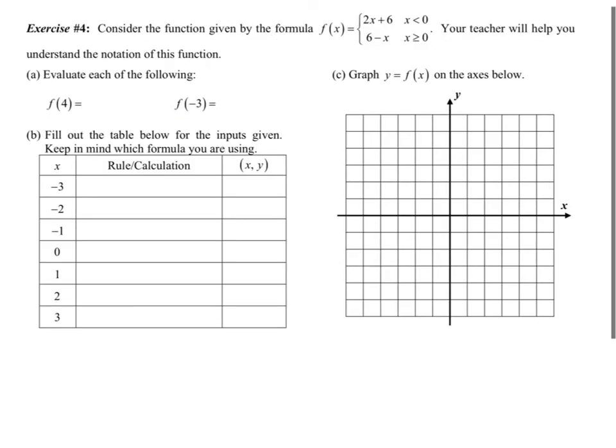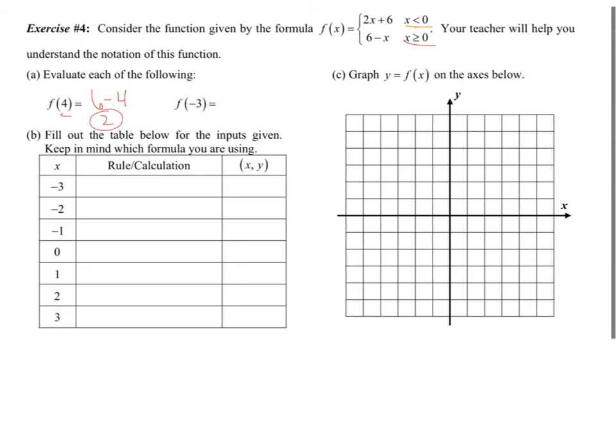And finally, consider this function. So there's a few different pieces to this. There are 2 different parts to it, and we're going to have to evaluate it. So the first thing we need to look at is f of 4. So we have when x is less than 0, we use the top equation, and when x is more than or equal to 0, we use the bottom equation. So x, the 4, is more than 0, so we do 6 minus x. So we do 6 minus 4, which equals 2.